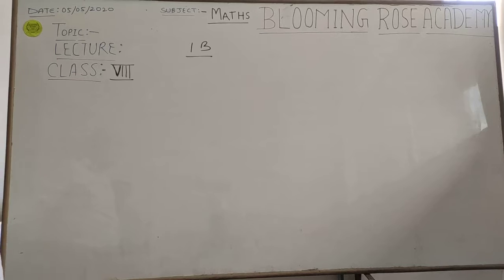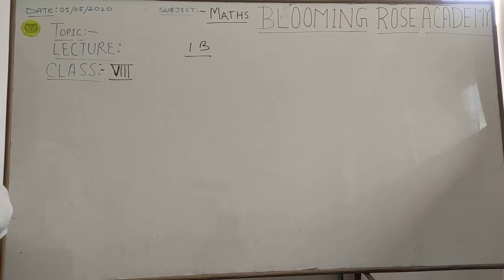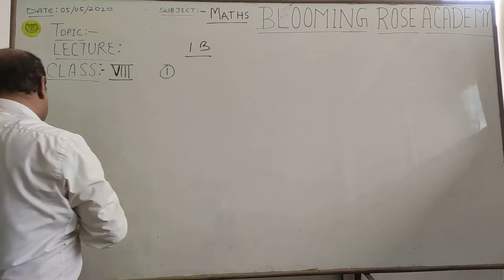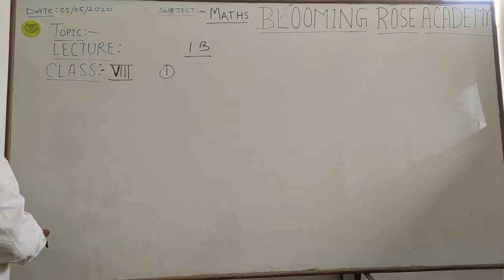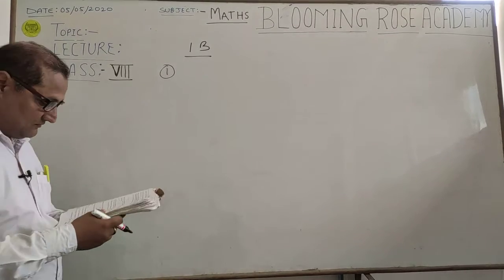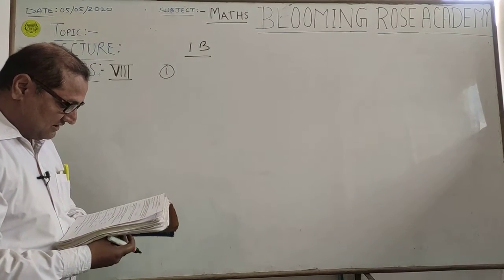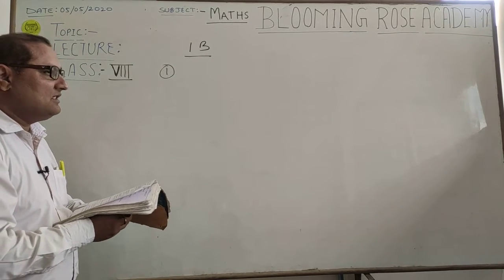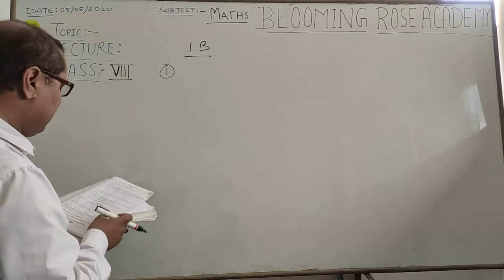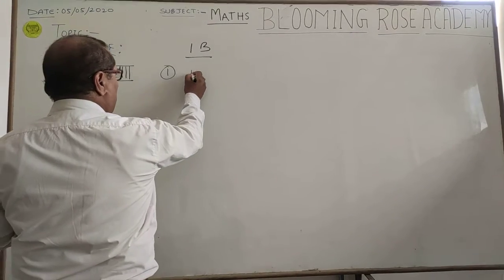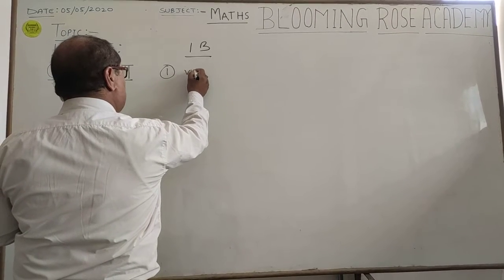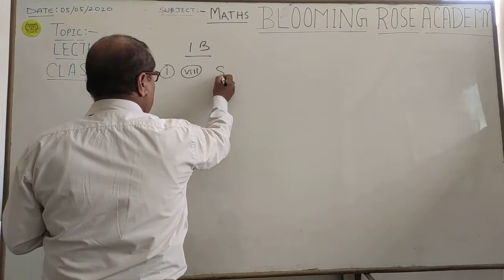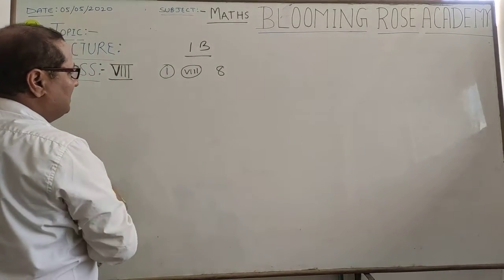If you look at question 1, it is the representation of a rational number on the number line, or a whole number on the number line. How can we represent it? Just take Exercise 1B, question number 8. How can we represent 8 on the number line? It is very easy.